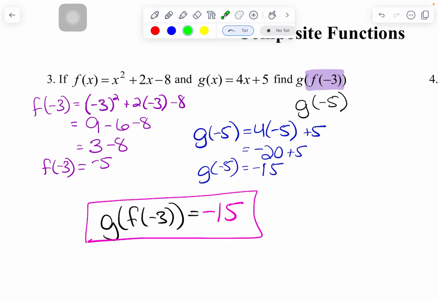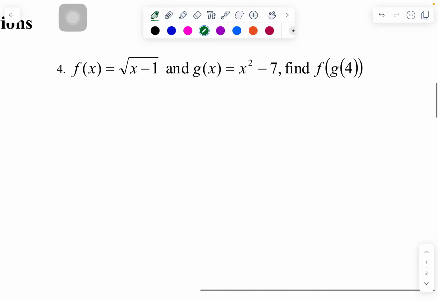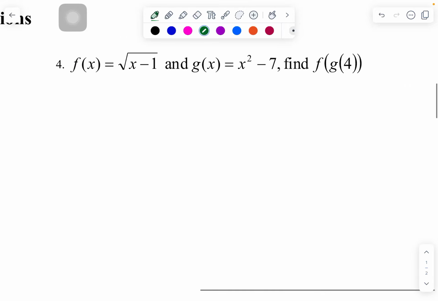So we evaluated this inner function first. We got f of -3 is equal to -5, and then replaced that so that I can evaluate the next function, g of -5. Did that work? And ultimately, that's my final answer. Okay, so start with the inside, work your way out. So I'm going to slide on over to number 4 here, right? Same idea. We're going to start with the inside here.